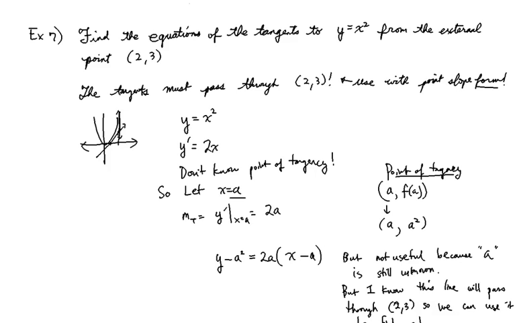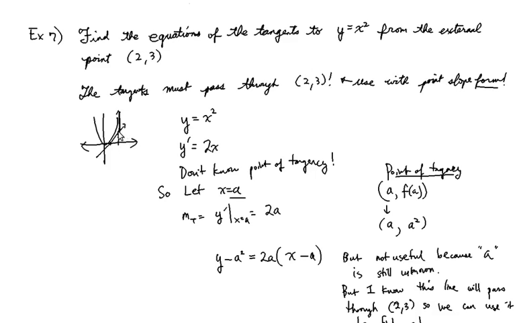Okay, let's think about what this means. I need to find the equations of the tangent. So there might be more than one line here that I'm dealing with. But the original function is y equals x squared, so it's just a regular parabola. I have a point (2, 3) that's external, which means that it's not going to be on this graph, obviously, because if I put 2 in, I get 4 out, and that's not (2, 4), that's (2, 3). Okay? So (2, 3) is the external point.